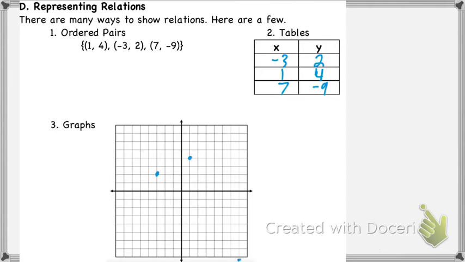Okay. Any questions on this? Of how we can show this same relation in 3 different ways. So all 3 of these are showing the same relation. They're just showing them in different ways.